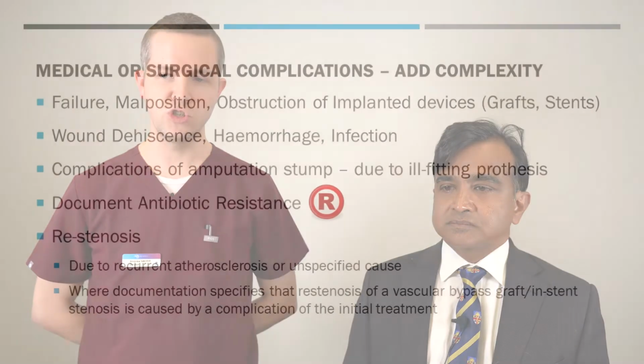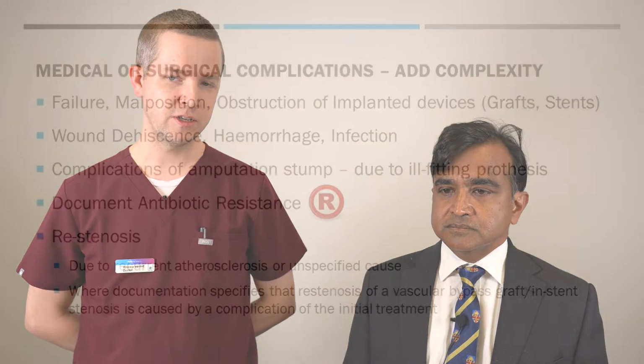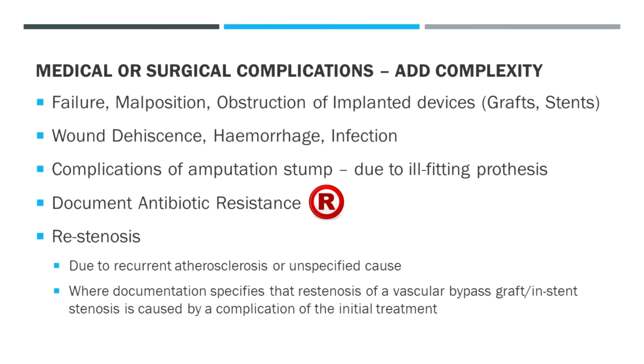So being very specific about the terminology there, about the positioning, the obstruction, the failure, the infection of those grafts or stents. When they work well, they're amazing and they save lives and they improve quality of life, but they can be problematic occasionally. Wounds, as you said, less wounds these days than there used to be, but dehiscence, hemorrhage or infection of those wounds. Obviously you're dealing with amputations of toes, feet, legs, and then we've got stumps and the nerves to be looking after, and that can be tricky.